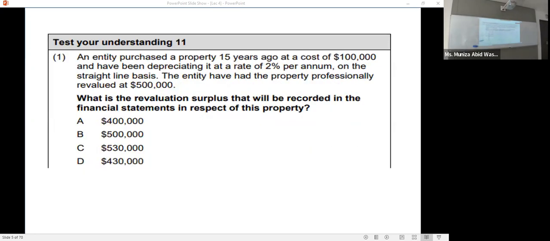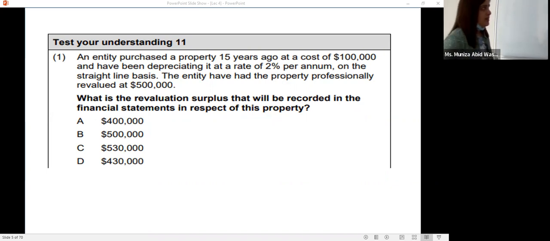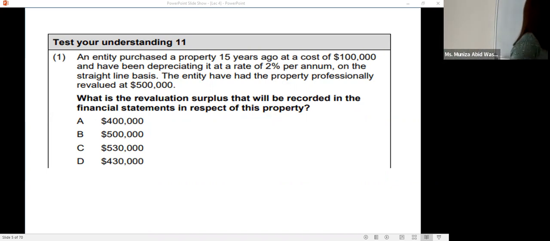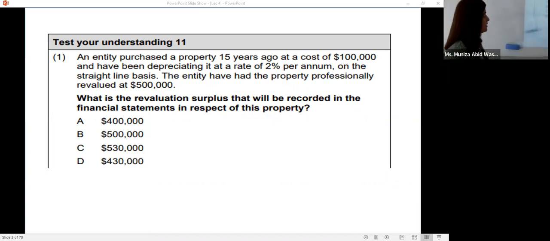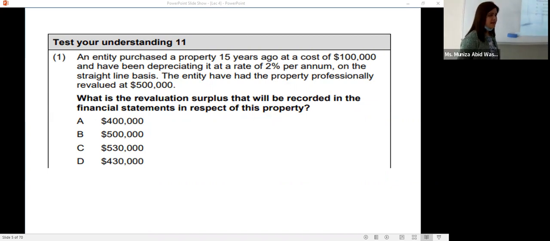Understanding number 11, what is the revaluation surplus that will be recognized in the financial statements in respect of this property? An entity purchased a property 15 years ago at the cost of $100,000 and has been depreciating it at the rate of 2% per annum on the straight line basis. The entity had the property professionally revalued at $500,000. So it has been a revaluation.